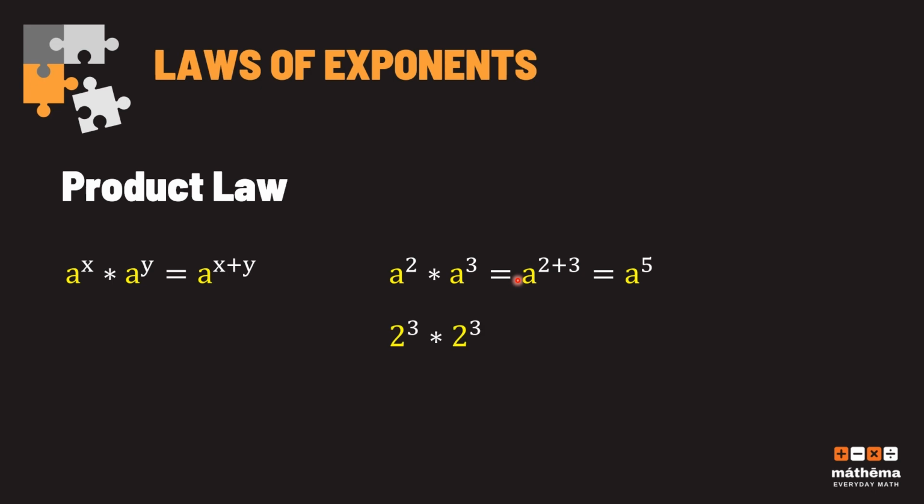Another example, we have 2 cubed times 2 cubed. Again, the bases are the same. So what we are going to do is copy the base, which is 2, and add the exponents. 3 plus 3 is 6. So we have 2 raised to 6, or equal to 64.